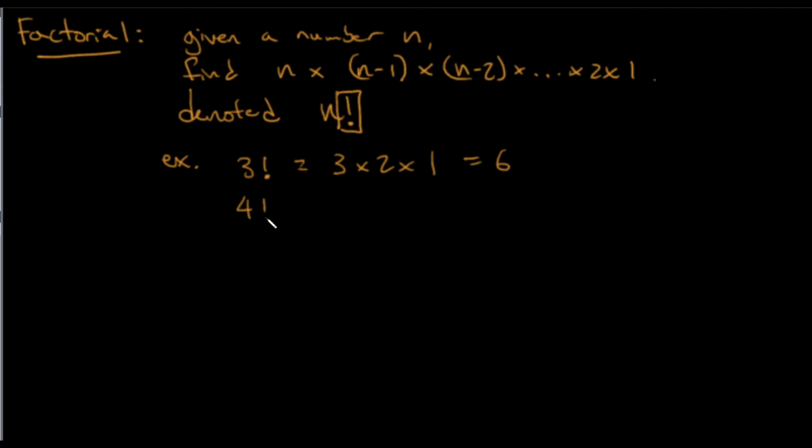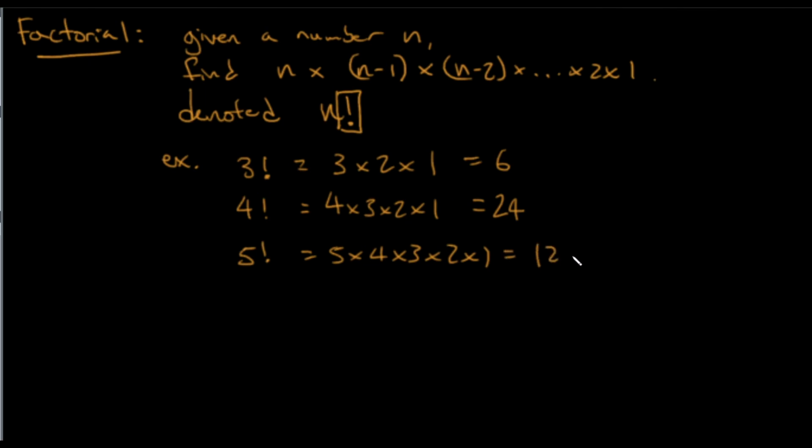Likewise, 4 factorial would be 4 times 3 times 2 times 1, which is 2 times 3, which is 6, 6 times 4, which is 24. And just to drive the point home, 5 factorial is 5 times 4 times 3 times 2 times 1, which is 2 times 3, which is 6, 6 times 4, which is 24, and 24 times 5, which is 120.